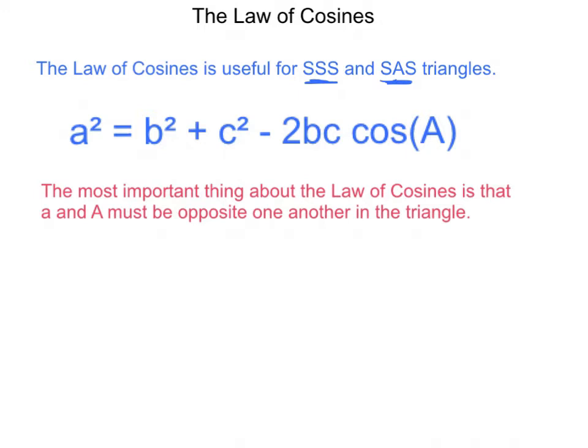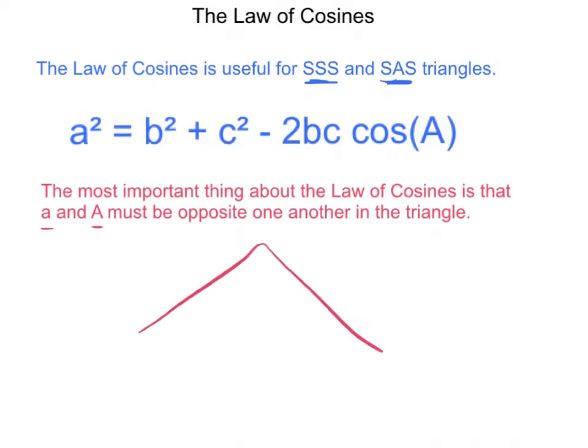Okay. So the formula for the law of cosines is this guy right here. a squared equals b squared plus c squared minus 2bc cosine A. And the most important thing about this whole thing is that the side a and the angle A must be opposite from one another. Right?